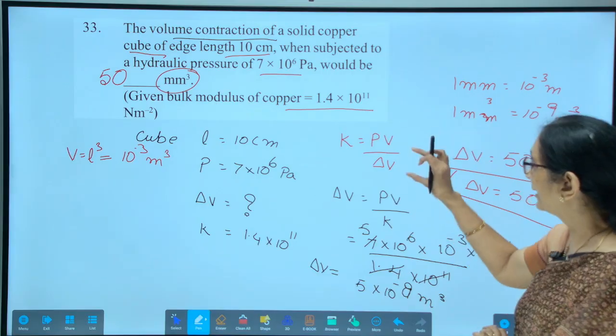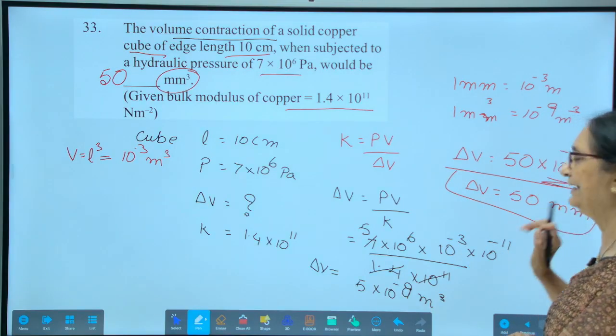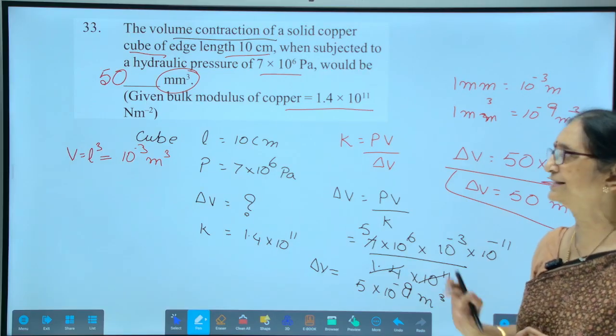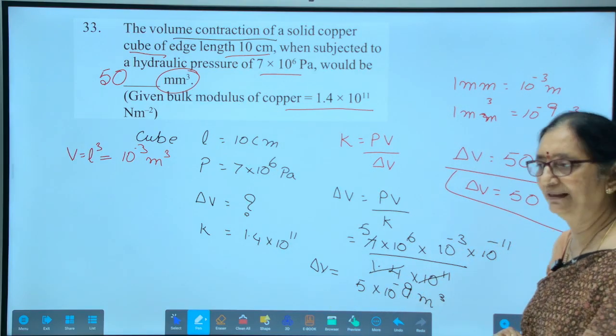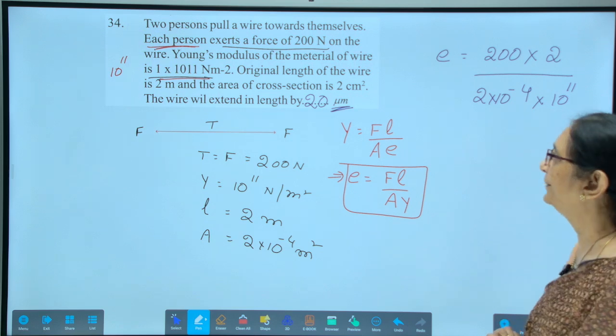Okay, so the problem is simple, but again you have to be a bit cautious regarding that conversion. It is given in millimeter cube. Move on to the next problem.